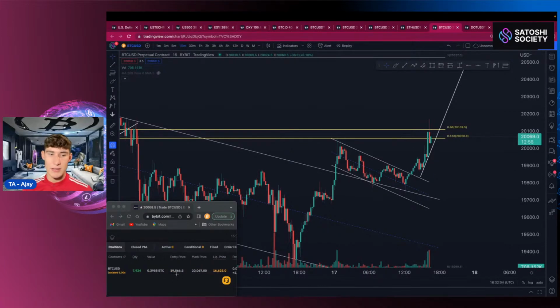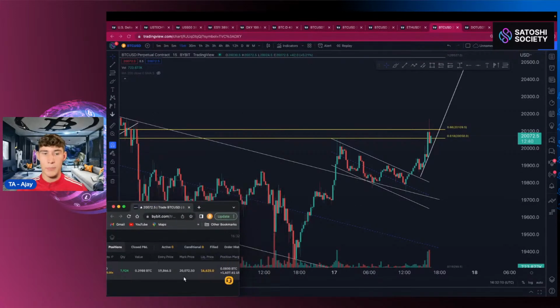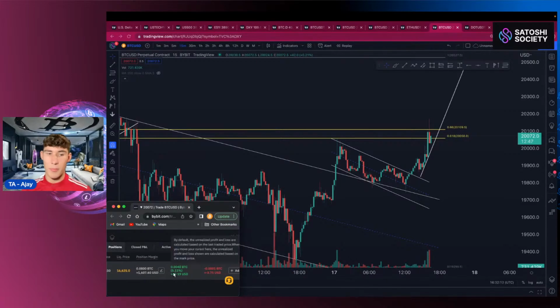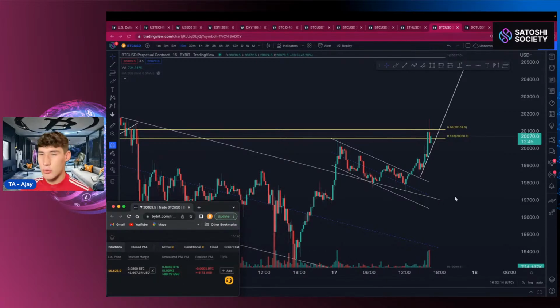Yes, so $19,866 is that entry point, as you can see down here at the bottom left of my screen, and it's currently in a nice 5% profit. But I do expect it to continue towards the upside only if we see this golden pocket resistance area being broken. As you can see, we're just below that golden pocket right now. We have already come into it, but we're just below it.